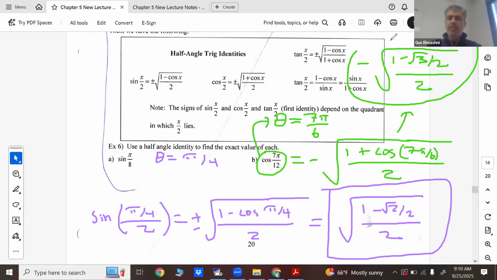Where did we get this? Yeah, where did we get this plus? Cosine 7π/6 is negative. Plus negative root 3 over 2.